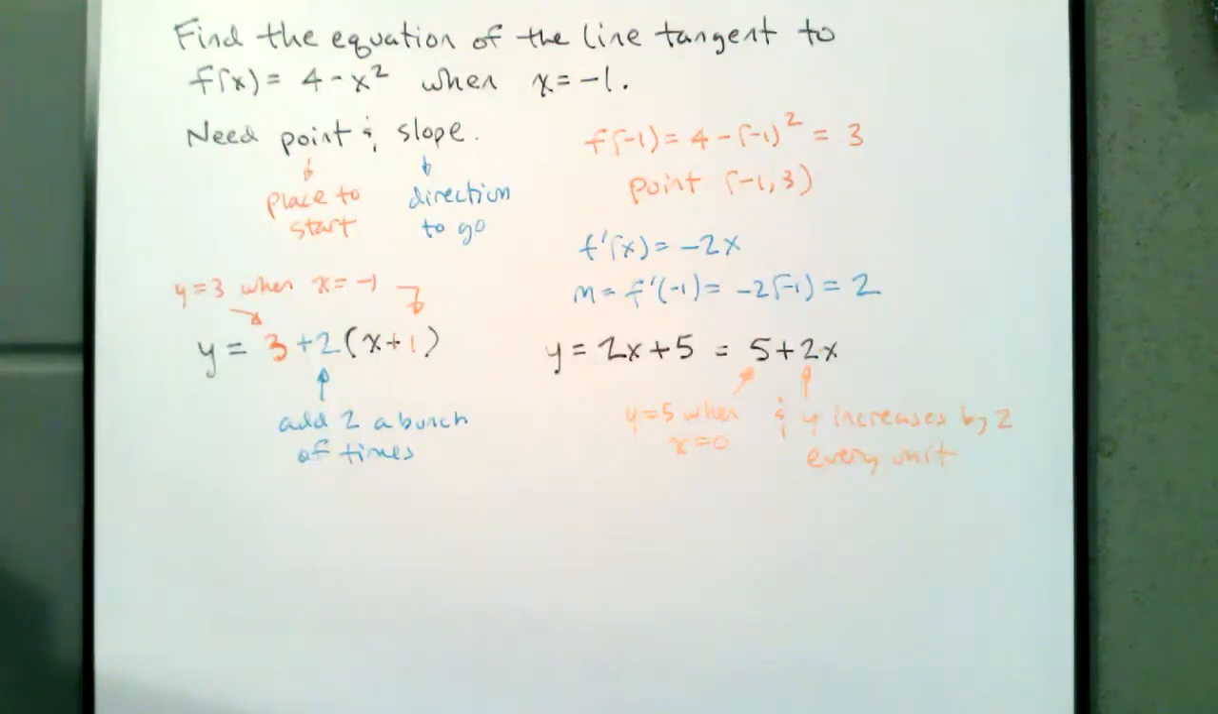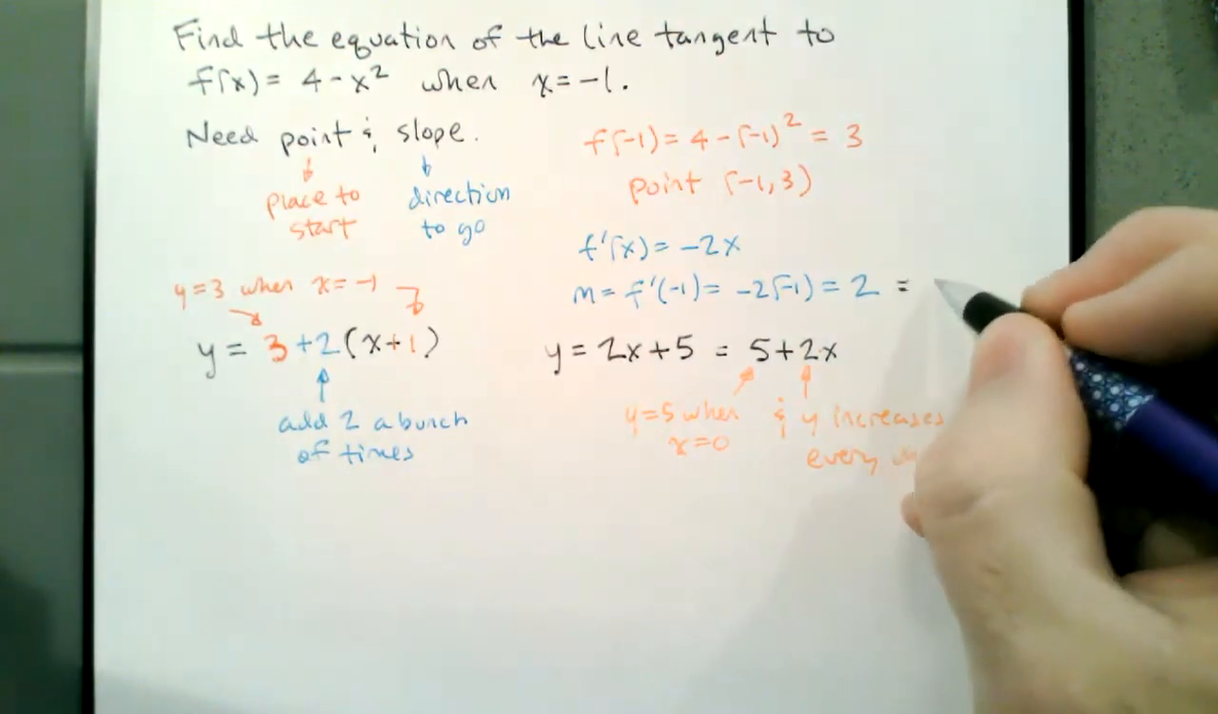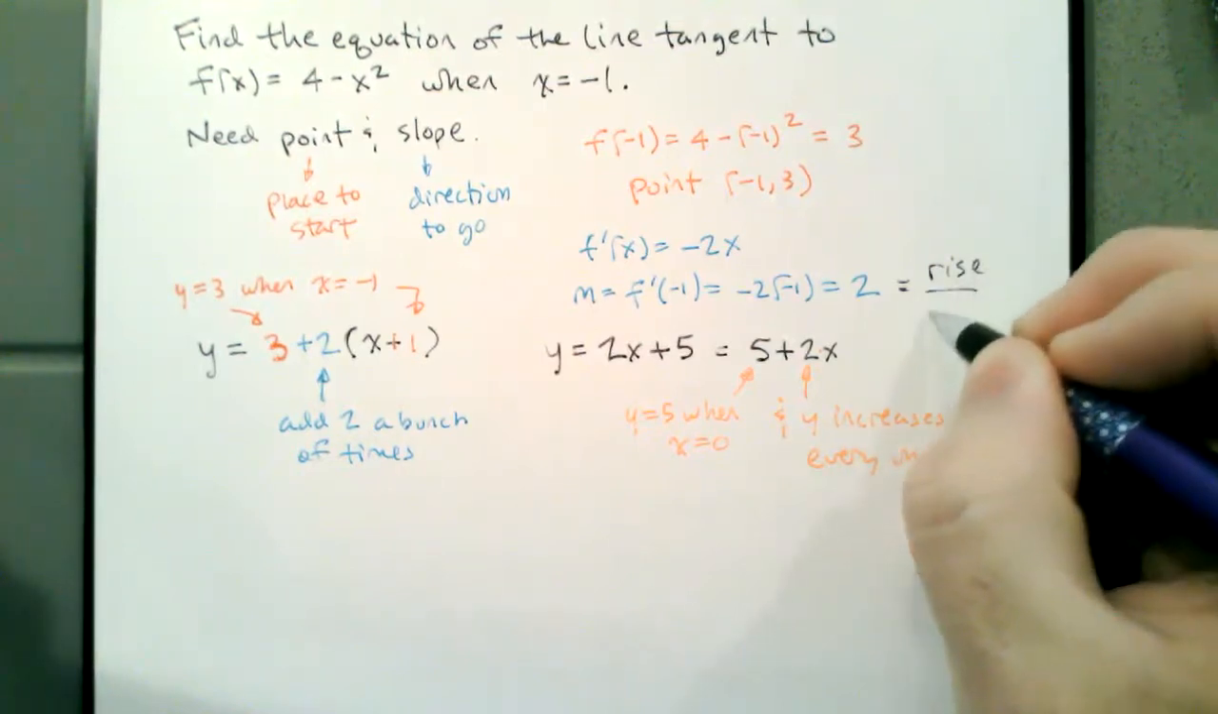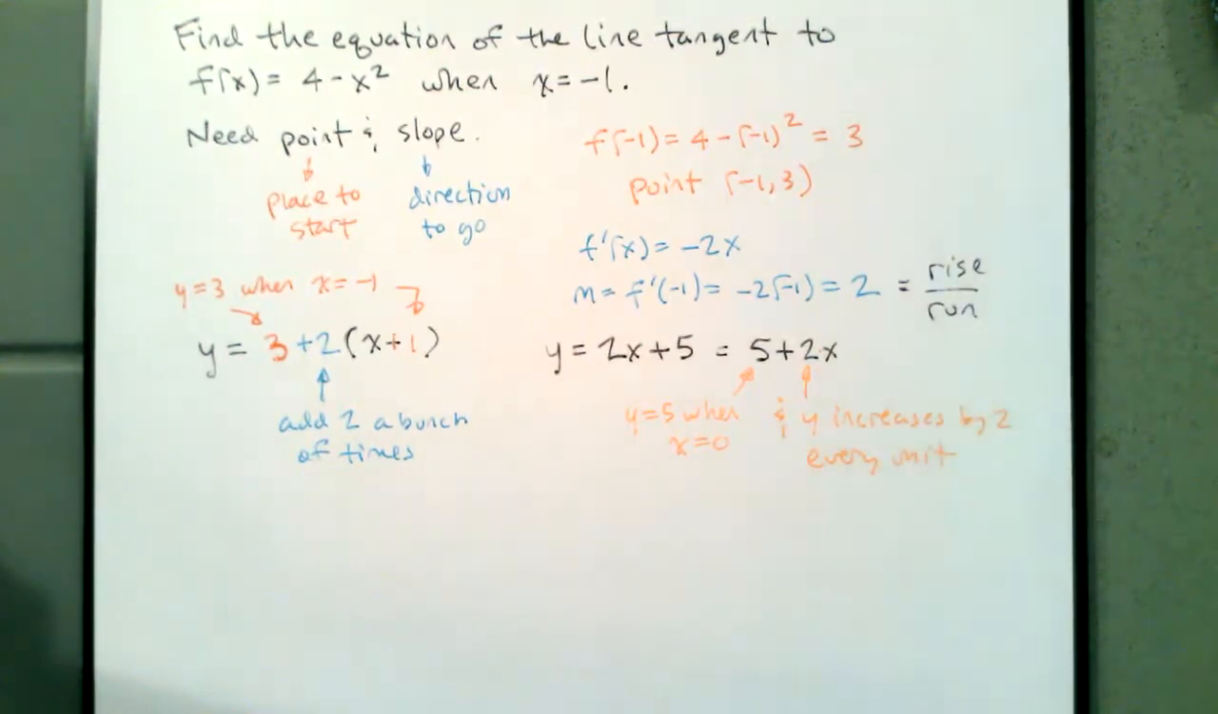Let's next take a look at the direction that we get from the derivative, specifically the slope. We think of the slope as the rise over the run. A lot of times when we're finding the equation of a line, we think we need to find two things, a point and a slope. But the slope contains two pieces of information, a rise and a run.